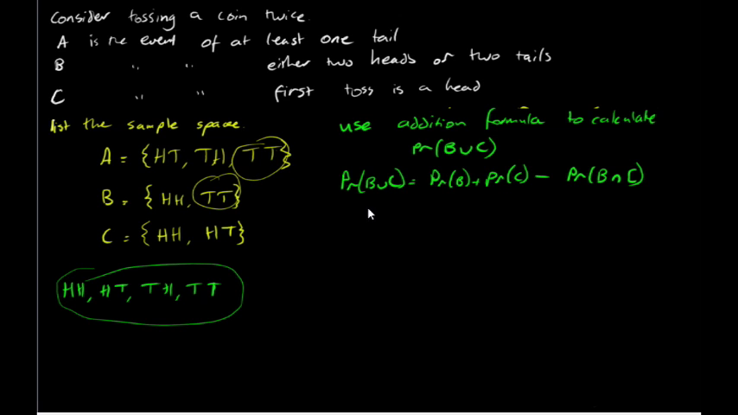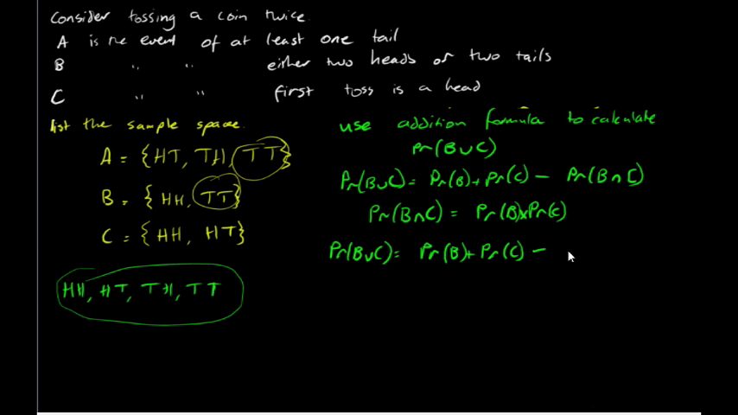So because we found out that B and C are independent, we can say the probability of B and C is just going to be the probability of B times the probability of C. So rearranging, we get probability of B or C is equal to the probability of B plus the probability of C minus the probability of B times probability of C.